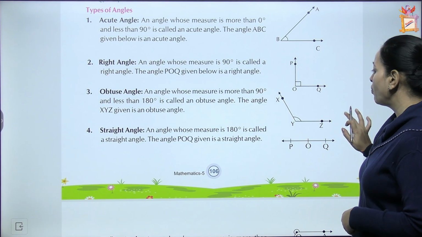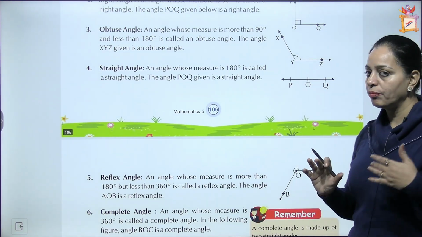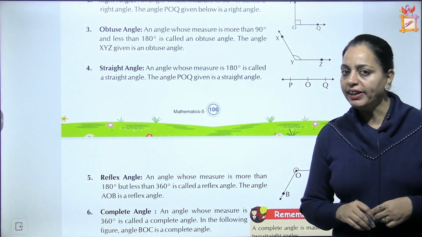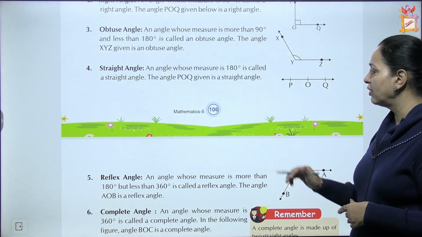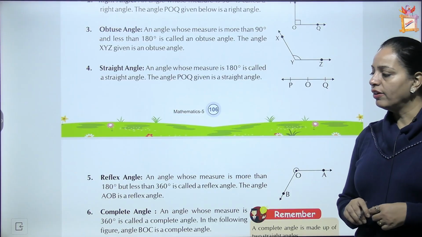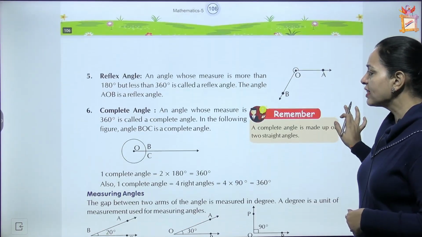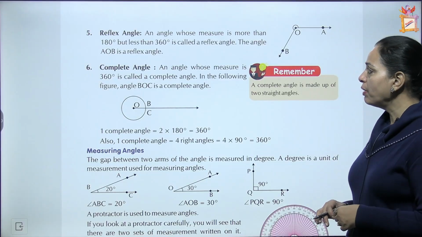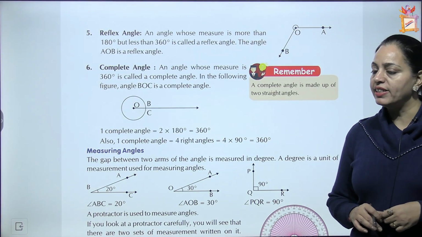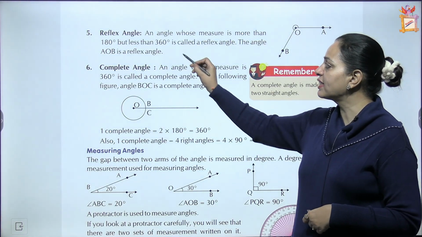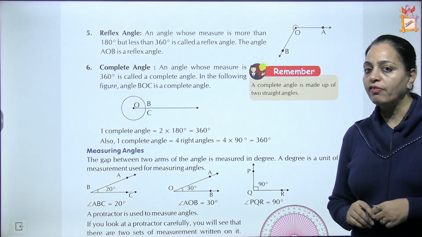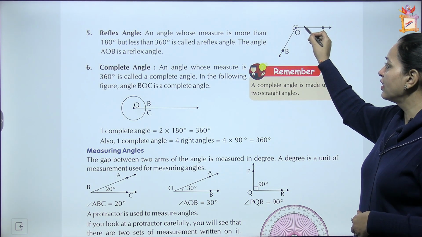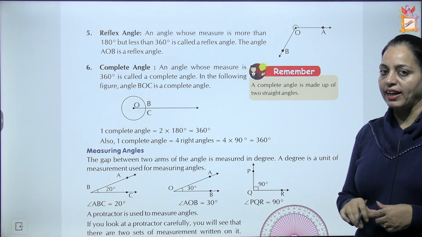The next is straight angle. Straight means the measure is 180 degrees. An angle whose measure is 180 degrees is called a straight angle. Okay, right? Now the next is reflex angle. Reflex means an angle whose measure is more than 180 degrees but less than 360 degrees is called a reflex angle. See, AOB, this is the reflex angle.